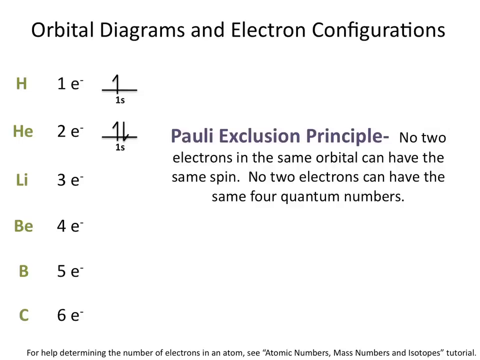What the Pauli exclusion principle states is that no 2 electrons in the same orbital can have the same spin, or no 2 electrons can have the same 4 quantum numbers. If you go back to that previous slide, you'll see that the 4th quantum number was denoted by the spin of the electron, M sub S, as either plus 1/2 or minus 1/2. So in any given orbital, your electrons need to have different spins.